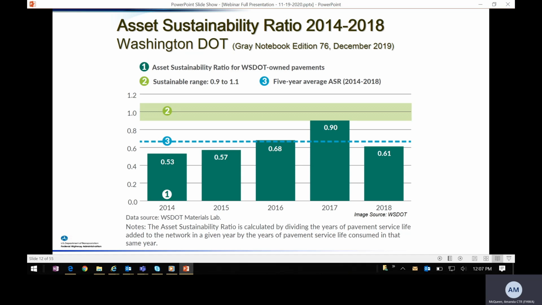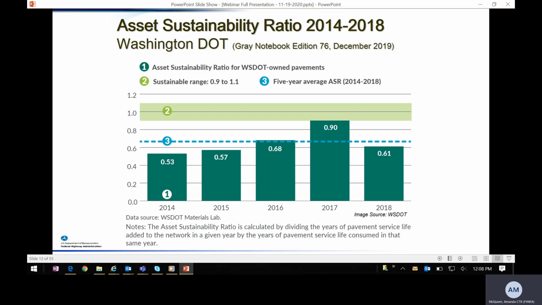That is a ratio between the pavement service life that is provided to the network in any given year, divided by the service life that's consumed in that year. Basically, every year we consume one year of service life. So if you have a 1,000-mile network, you're using 1,000 lane mile years of service every year. If you're providing 1,000 lane mile years of service each year, then you maintain status quo. Now, if you're providing less than that, what that means is the condition of your network is declining.